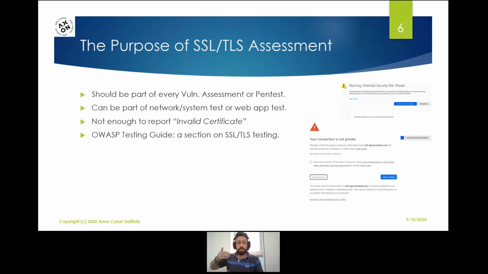You need to dive deeper into why the SSL implementation is bad, the different vulnerabilities, the protocol, the cipher suites, in addition to the certificate itself, and if it is invalid, why it is invalid, what causes it, what is the impact of a self-signed certificate, and so on.